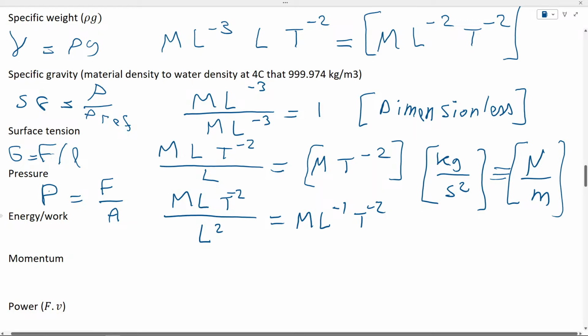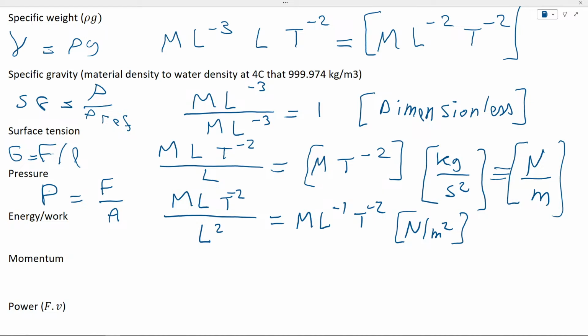What would be the unit of this? The unit could be Newton per meter square. That's usually given as Newton per meter square, or you can give it as kilogram per meter per second square. But it's usually given as Newton per meter square.